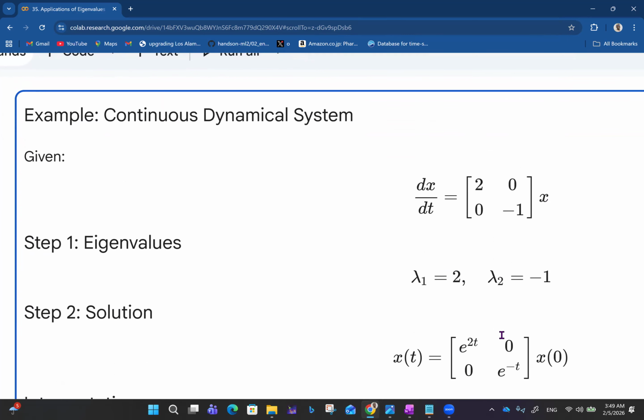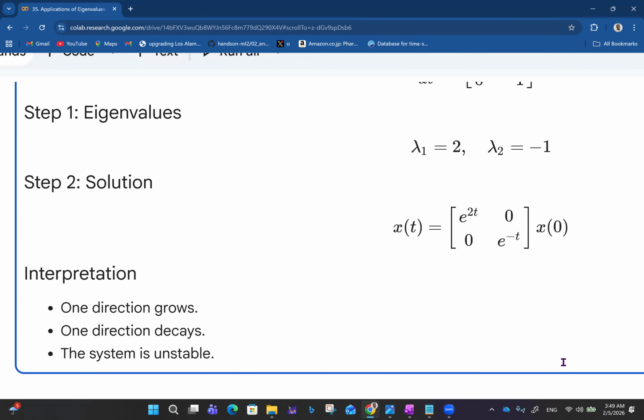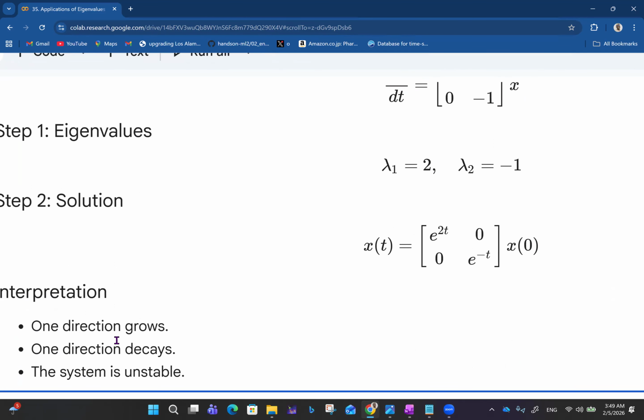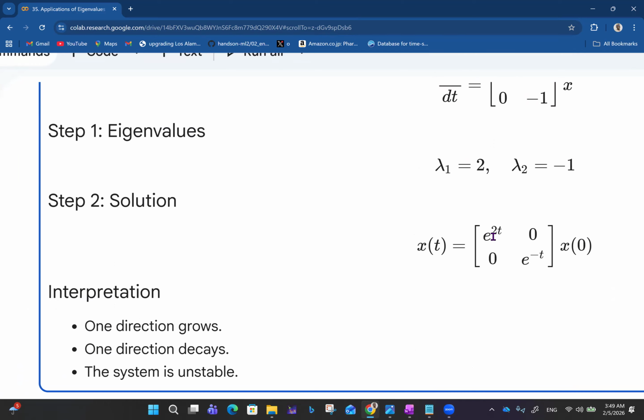To solve this, you just know that x(t) will be [[e^(2t), 0], [0, e^(-t)]] times the initial condition x of 0. To interpret this, you see that one direction grows, e^(2t), and one direction decays. So that means the two directions can't agree. One is growing, one is decaying. So the system becomes unstable.